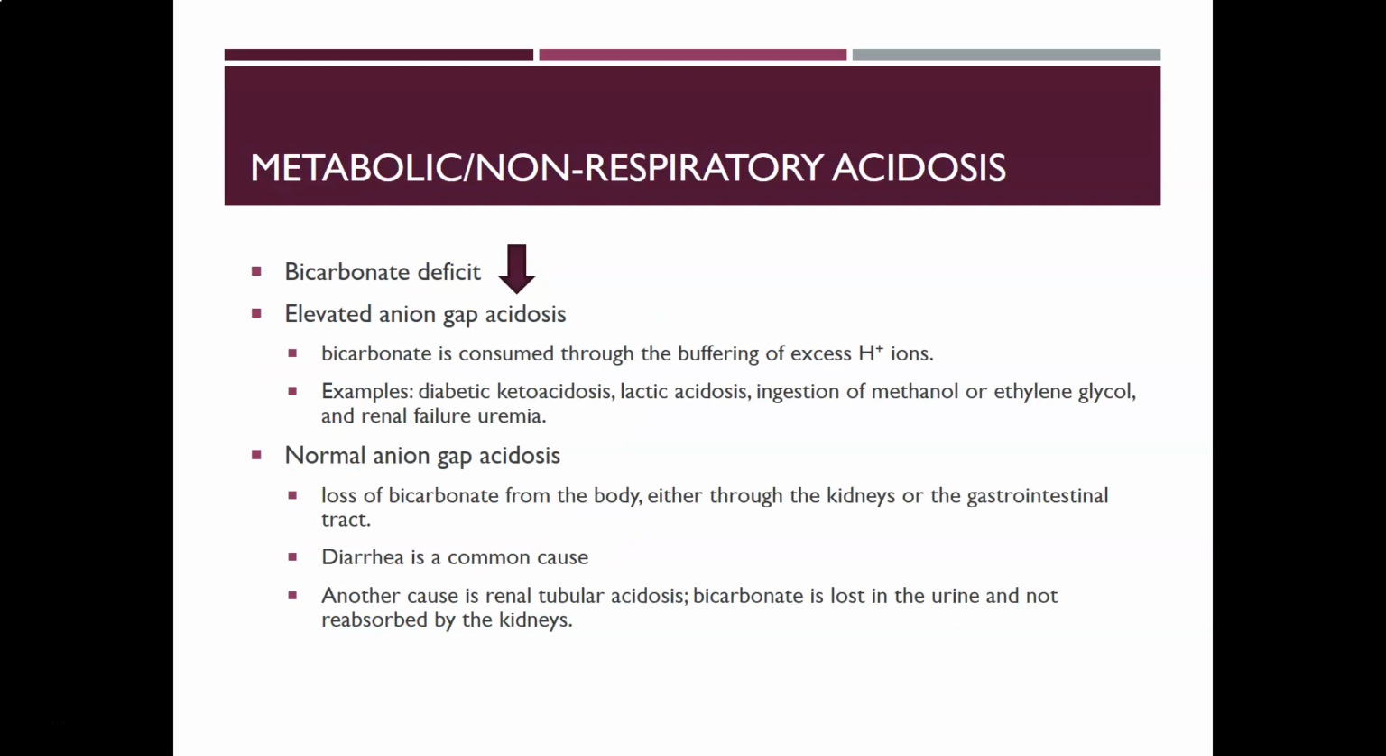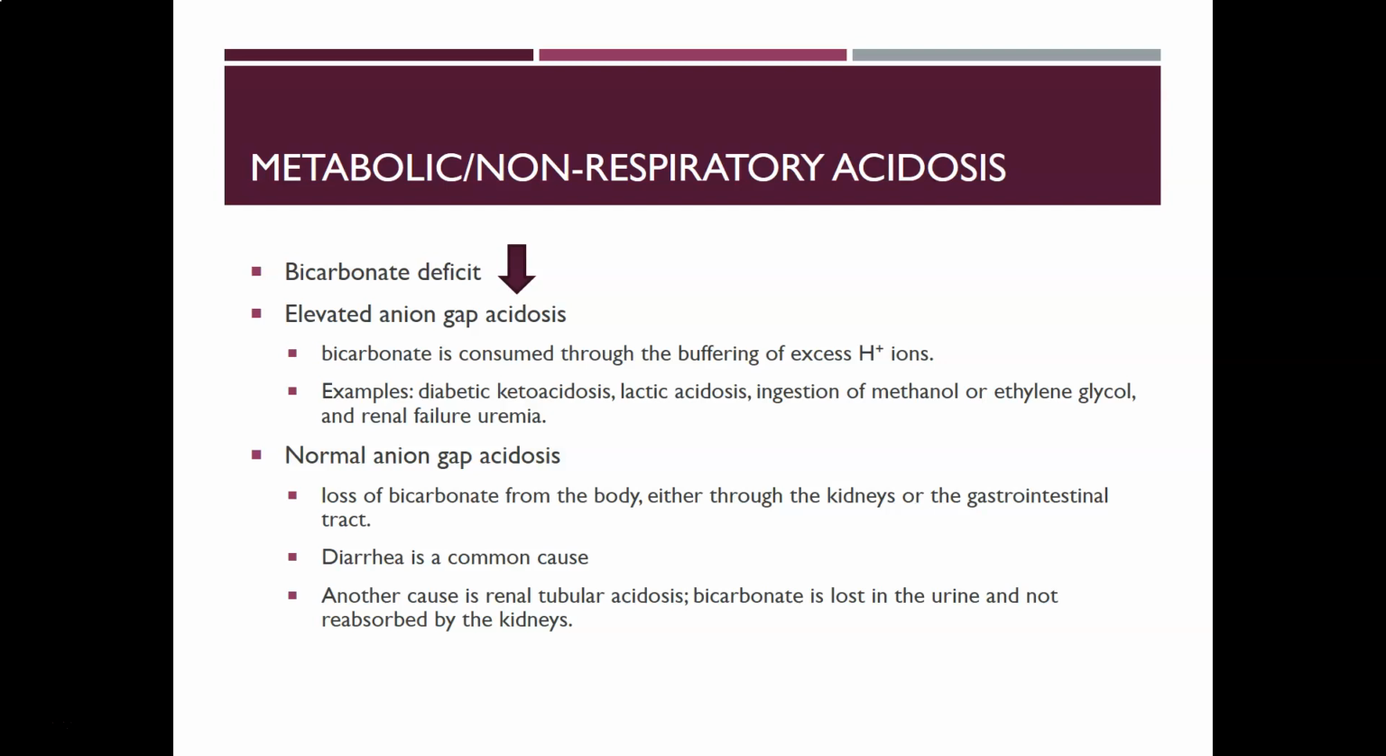So let's start with the first one, the metabolic, also known as non-respiratory, acidosis. It's generally caused by a bicarbonate deficit, so the bicarb is low, there's not enough bicarb. And there are two types. There's the elevated anion gap acidosis and the normal anion gap acidosis. In the elevated anion gap acidosis, the bicarb is consumed through the buffering of excess hydrogen ions. So there's a lot of acids being produced in the body.